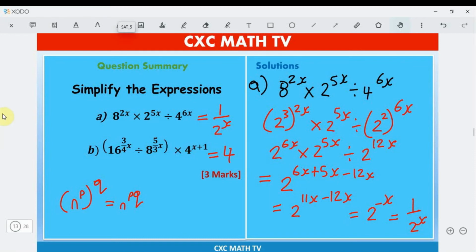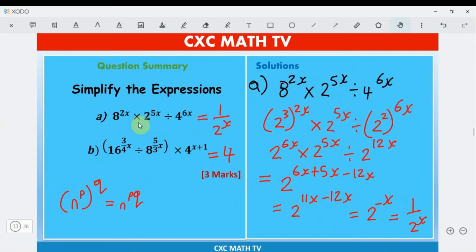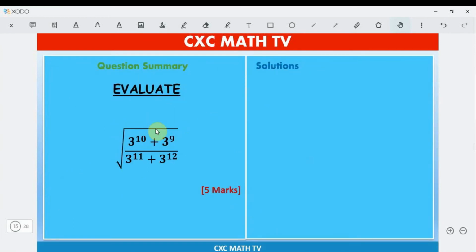Now, the first one, notice we find the exact value. The next two is simplified expression. Now, what about when they give you a question like this to say, evaluate the square root of 3 to the 10 plus 3 to the 9 divided by 3 to the 11 plus 3 to the 12. Pause the video and attempt this question.